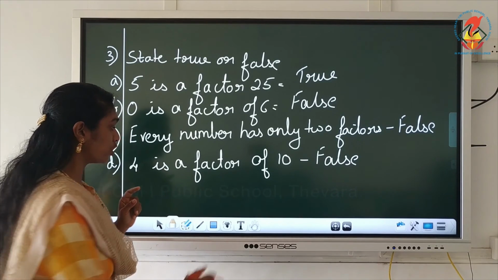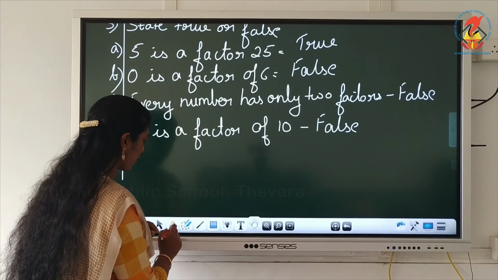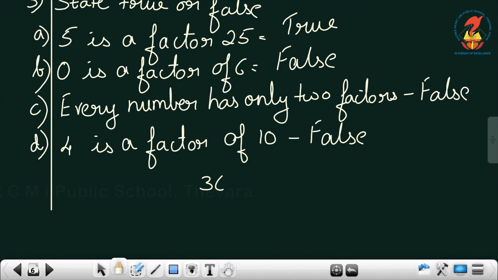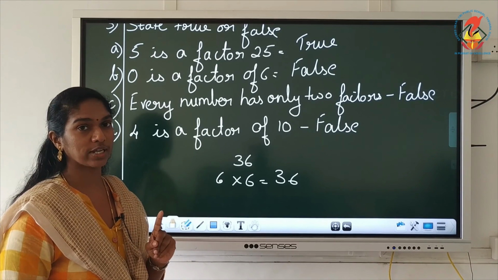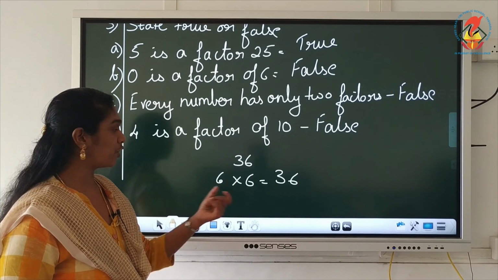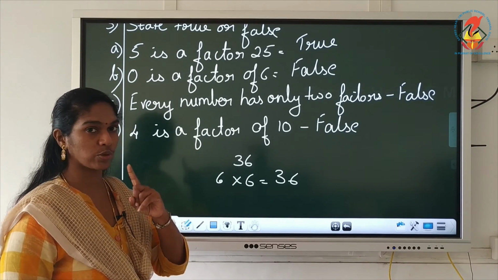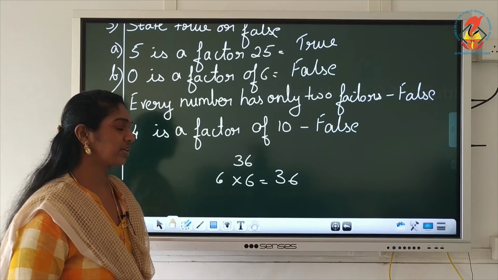Then one more thing I want to tell you all children. See, when you are taking the factors of the number 36, you know 6 into 6 is 36, right? Yes? So, when you are writing the factors, you will write the 6 only one time. You do not have to write 6 two times. So, if you have questions like that, when you are getting two same numbers, write it only once. Okay children? Thank you.